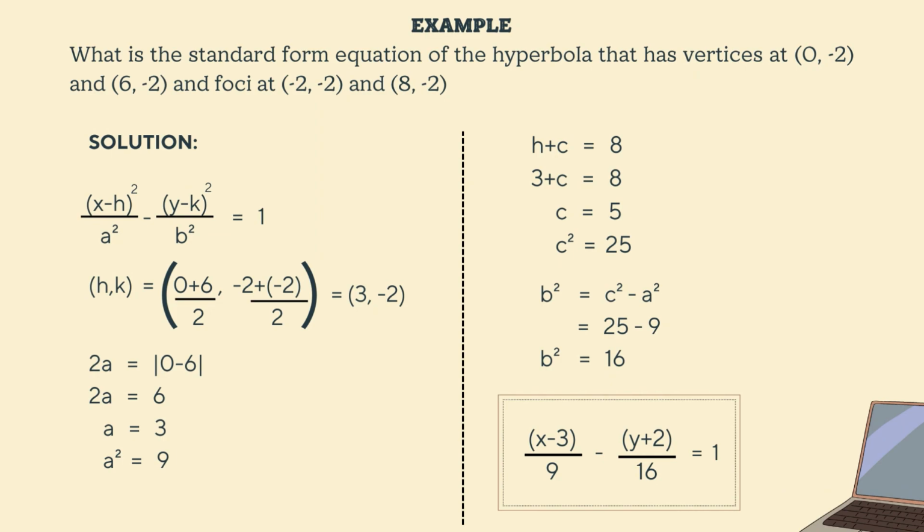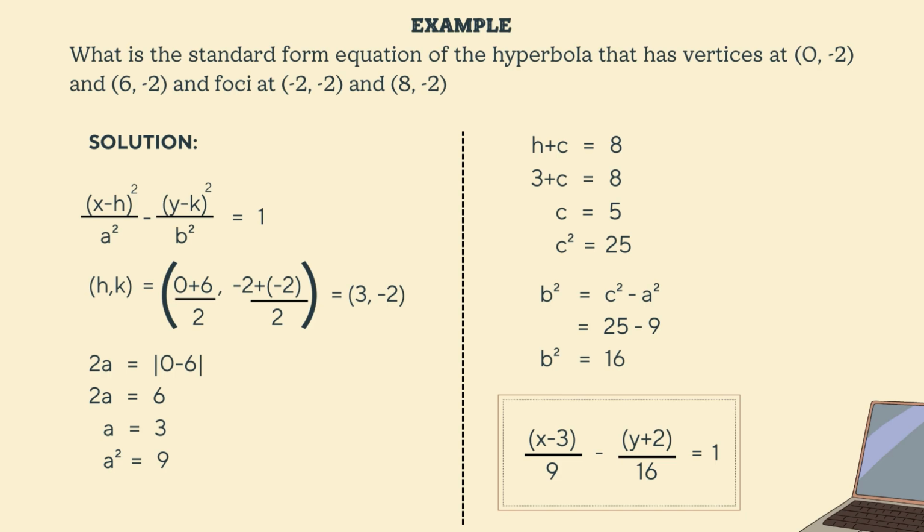So what is the standard form equation of the hyperbola that has vertices at (0, -2) and (6, -2), and foci at (-2, -2) and (8, -2)? For our solution, the y coordinates of the vertices and foci are the same, so the transverse axis is parallel to the x-axis, which means that our equation is horizontal.